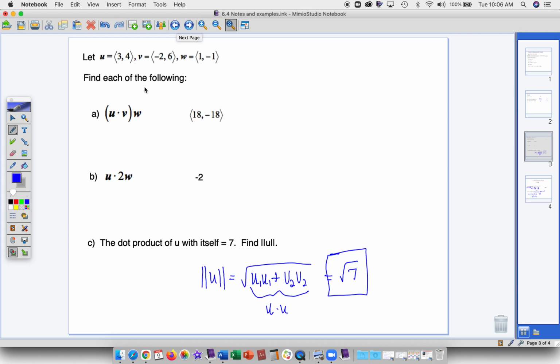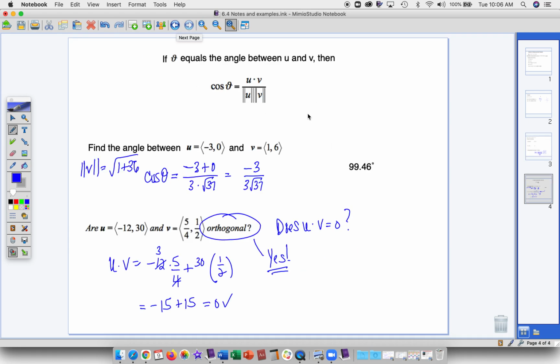So that concludes our lesson for section 6.4. Again, this is all of 6.4 that we are going to cover. So it's mainly knowing how to calculate the dot product and how to find the angle between two vectors.